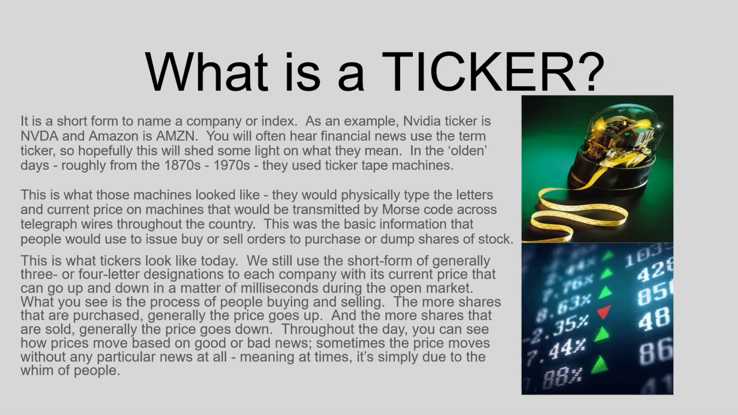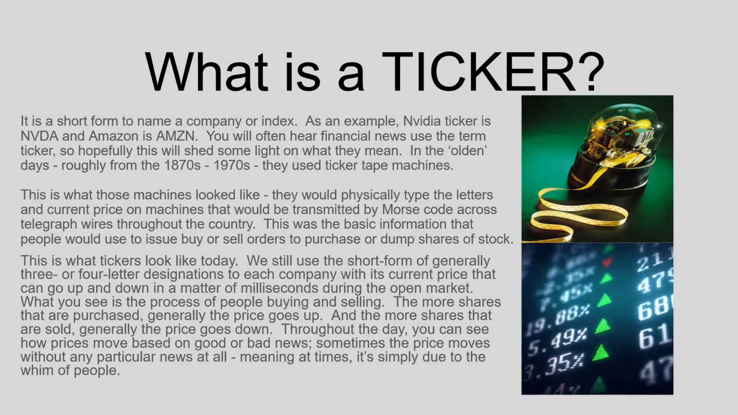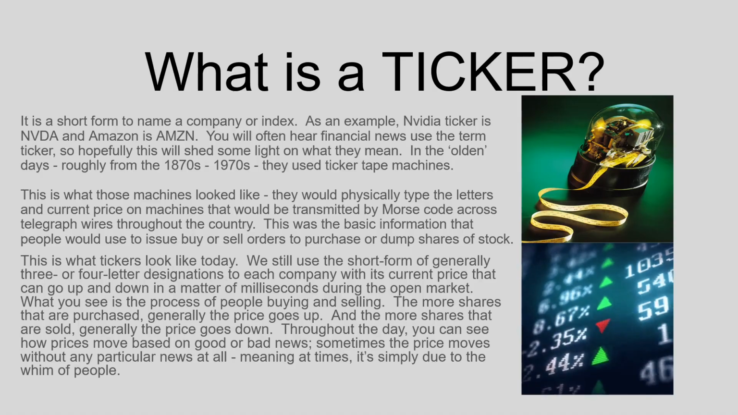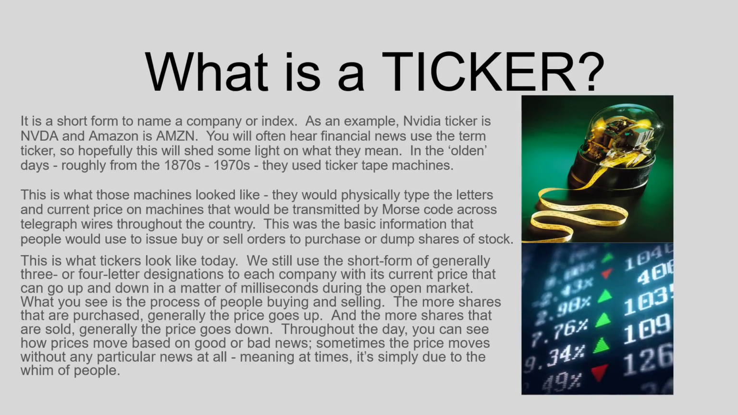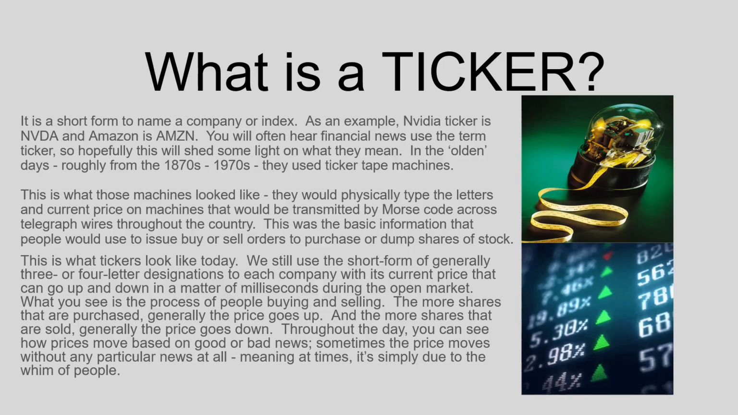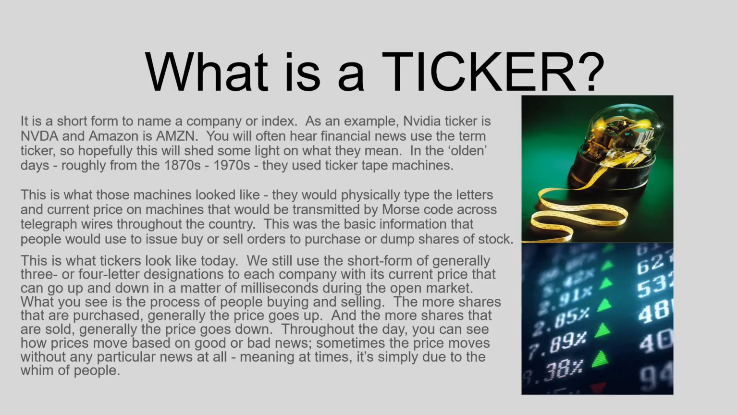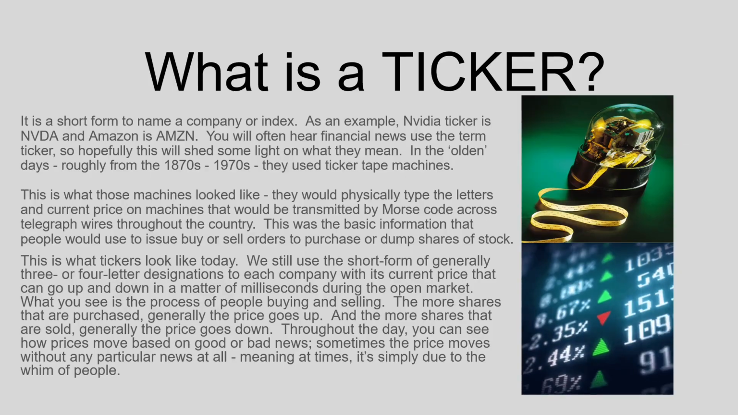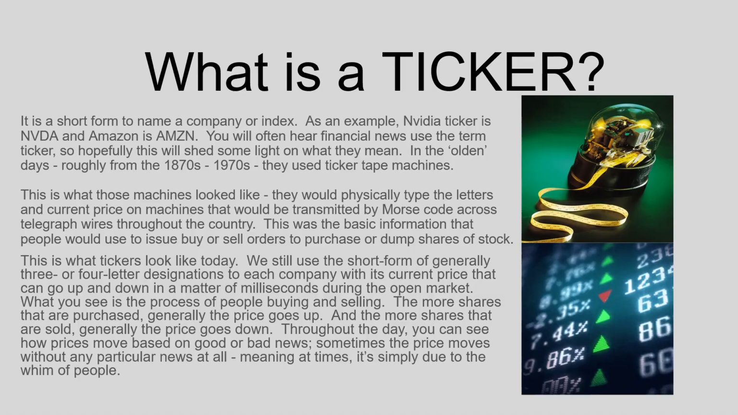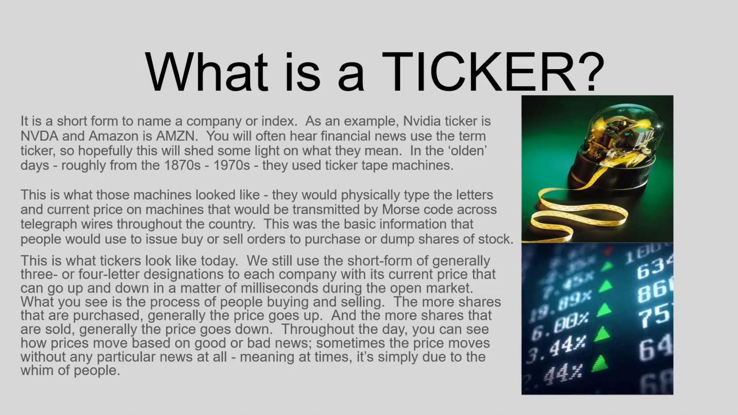So this is what tickers look like today. As you can see, everything's digital. We still use the short form of generally three or four letter designations for each company, like we showed up above, NVDA and AMZN. And it'll show its current price, as you can see in the graphics, and it goes up and down in a matter of milliseconds during the open market.